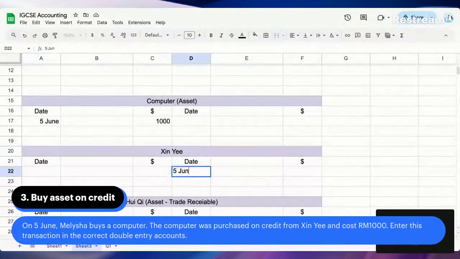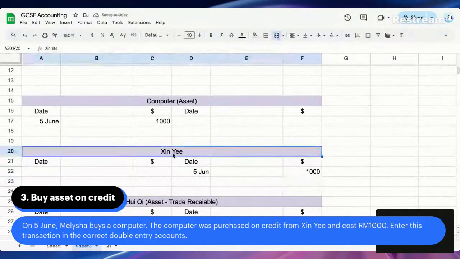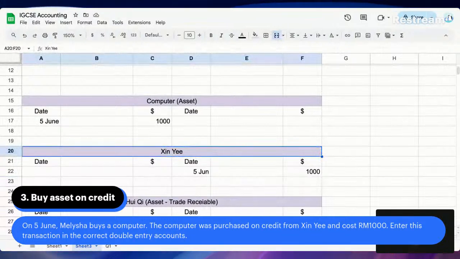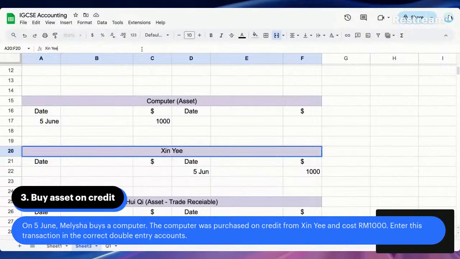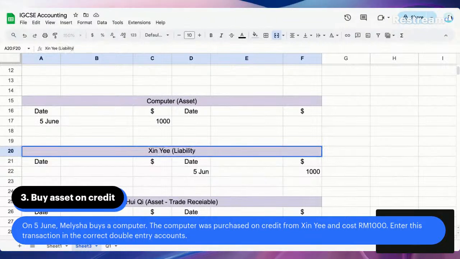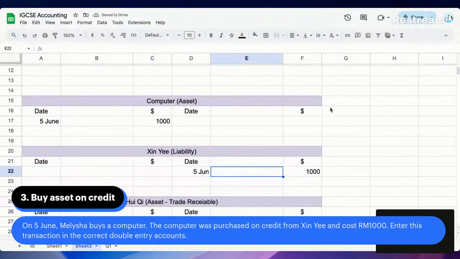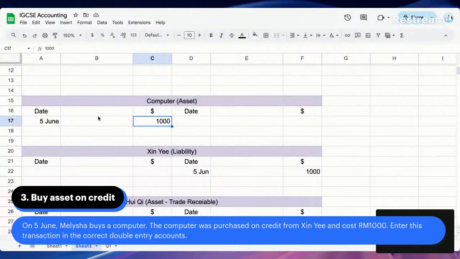And then 5th of June is the date, and then 1,000. Okay, you see, Cindy doesn't mean that she gives the computer to me for free. Sorry, not me. It's Melissa's business, all right? And then it's a liability. In this case, Cindy's account actually is a liability. Okay. Liability increased 1,000, so that's why it's going in the credit side. And my asset increased 1,000 as a computer, so that's why it's debit side.